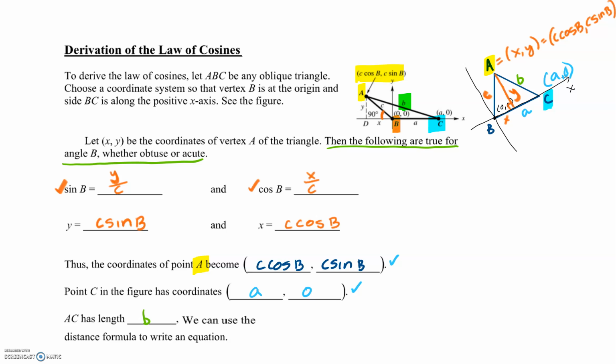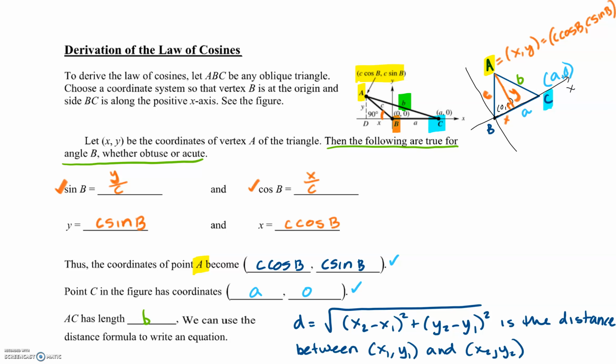So now let's go ahead and use the distance formula to find a formula for this situation. If you remember from algebra, d is equal to the square root of the quantity x2 minus x1 squared plus y2 minus y1 squared, where x1 comma y1 and x2 comma y2 are two points on a plane. That is the distance between two points x1, y1 and x2, y2.